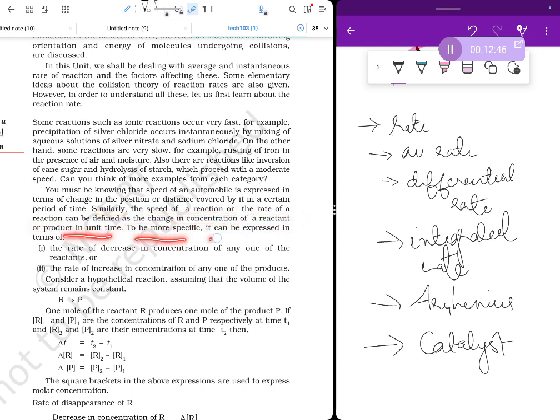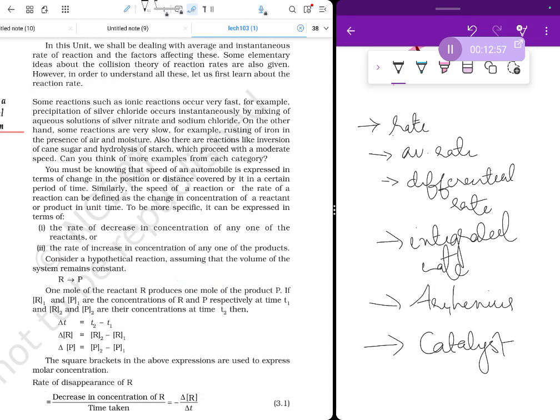To be more specific, for an automobile we say 1 kilometer per second or 10 kilometers per hour. Similarly, here we ask how much the concentration has changed per hour or per minute. That comes under chemical kinetics. The rate of decrease in concentration of any one of the reactants, suppose a reactant is converting to product, or the rate of increase in the concentration of one of the products, is the rate at which it increases.